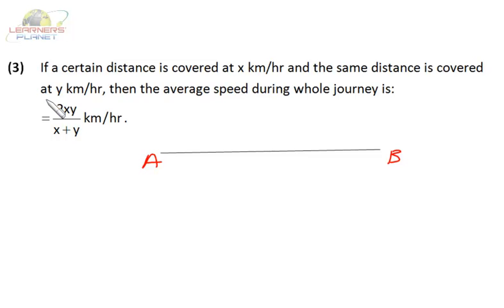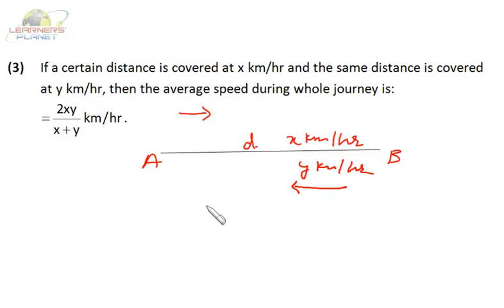Now let's understand the concept of average speed. If a certain distance is covered at x kilometer per hour and the same distance is covered at y kilometer per hour, then the average speed during the whole journey is given by 2xy over x plus y kilometer per hour. Let's assume these are the two places and the distance between them is d. I am going from A to B at the speed of x kilometer per hour, and coming back from B to A at y kilometer per hour. So what is my average speed? Average speed is the total distance divided by the total time. That means how much distance I am covering in a given time.